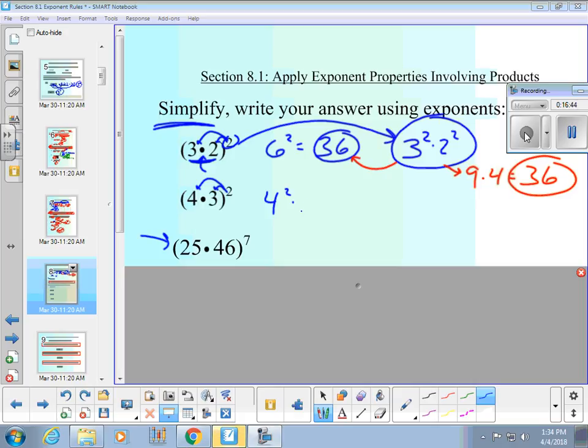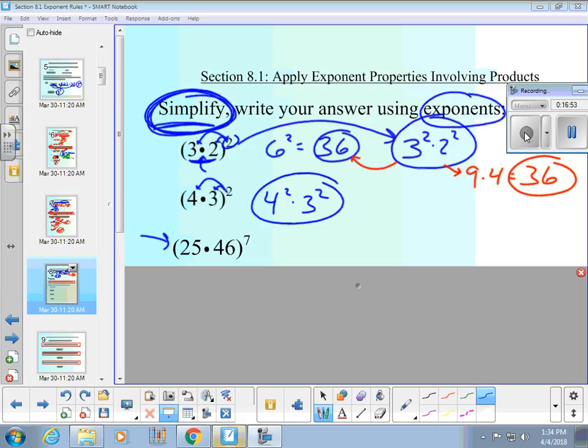So even this next one would be 4 squared times 3 squared, and that's it. It's not asking you to evaluate, it's just saying simplify, okay, and writing our answers with exponents in it. So that's as good as it gets, so that's all we have to do. Same thing with this last one, 25 times 46 to the 7th. You don't have to find that big number. It's just asking you to use this rule, 25 to the 7th times 46 to the 7th.